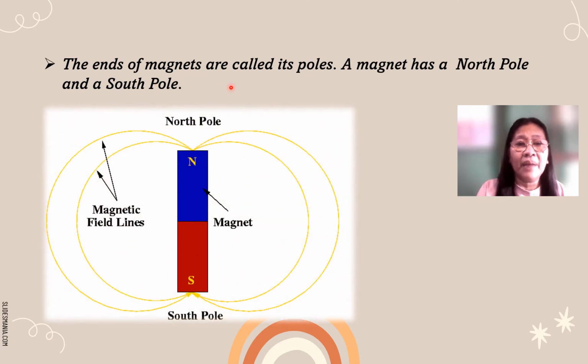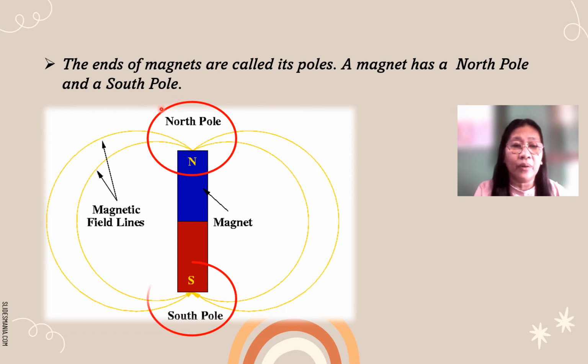The ends of magnets are called its poles. A magnet has a north pole and a south pole. Look at this one. This is the north pole and this is the south pole. And around this magnet is called the magnetic field. That is the invisible force that magnets have.